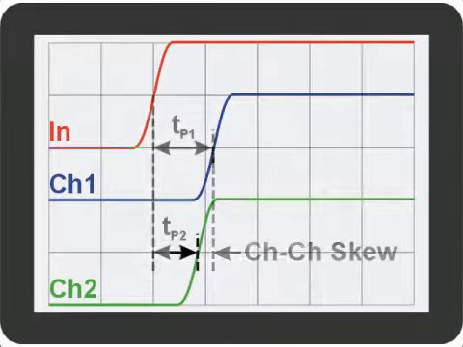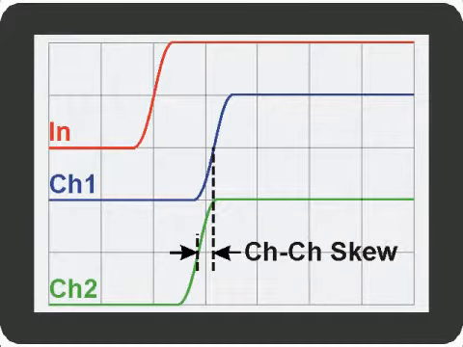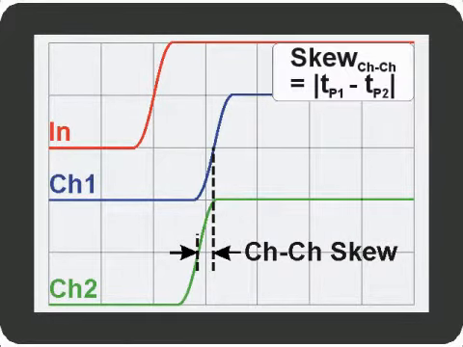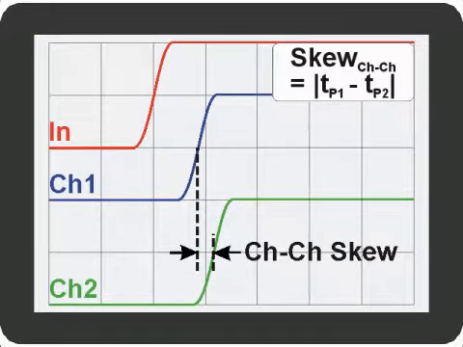Channel-to-channel skew is the difference in propagation delay between channels in the same device. It can be either direction. It's critical in clocked systems.